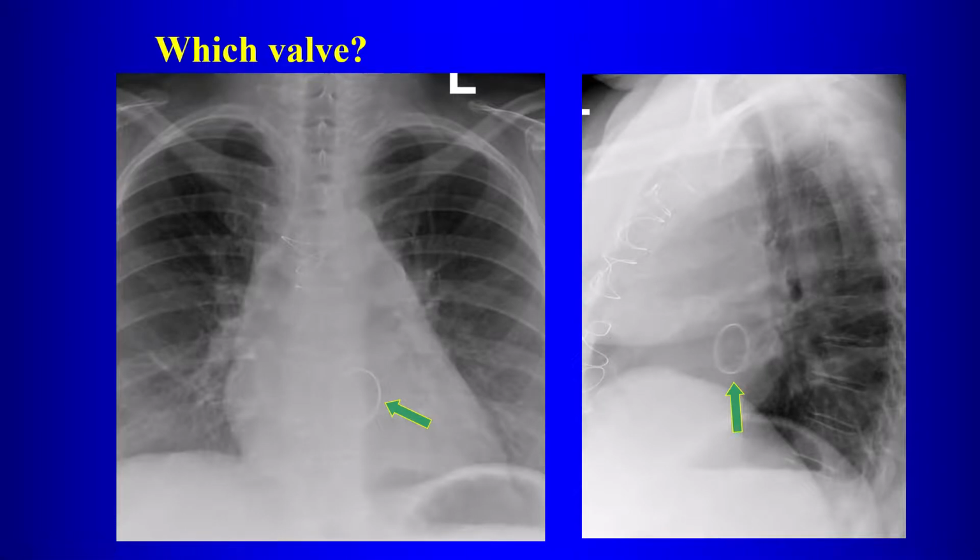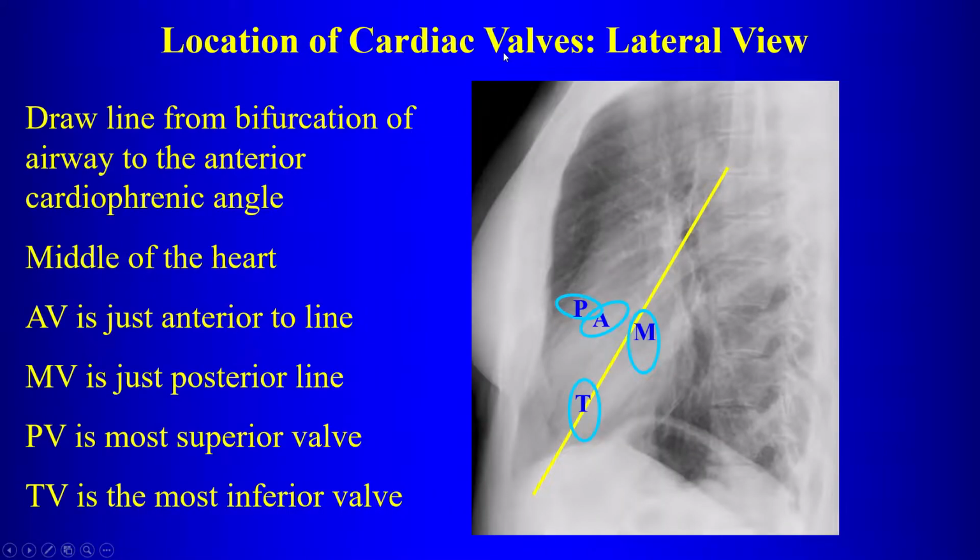Now, we're getting to the cardiac valves. So which valve is this? Well, this ring turns out to be in the location of the mitral valve. Here we also have the aortic valve, also demarcated. So how do we determine the location of the cardiac valves? It's easiest to do on the lateral view.